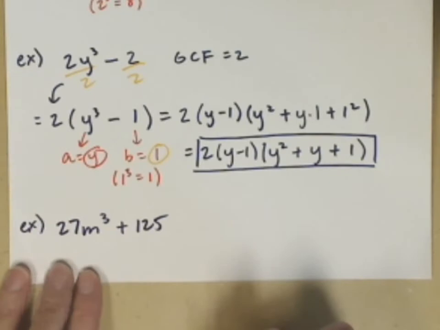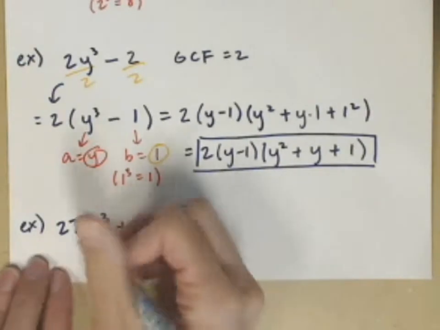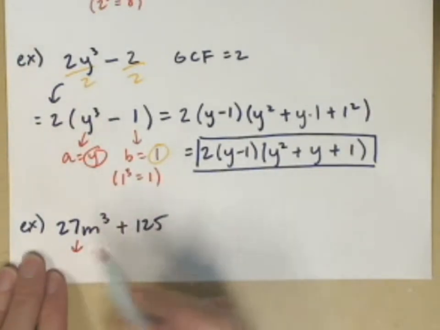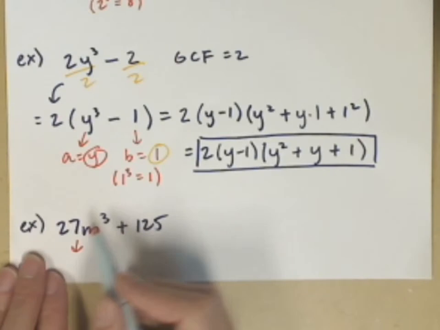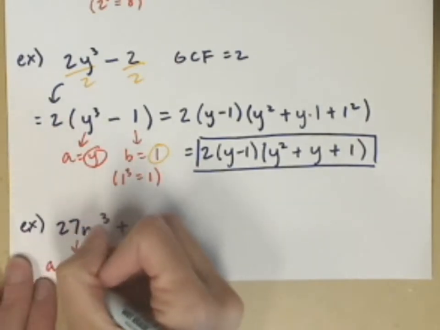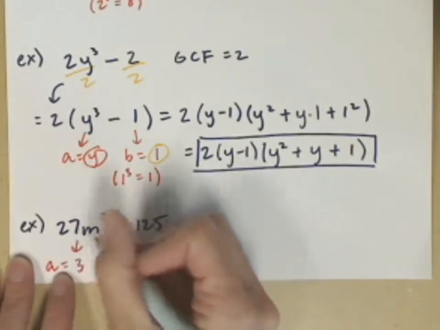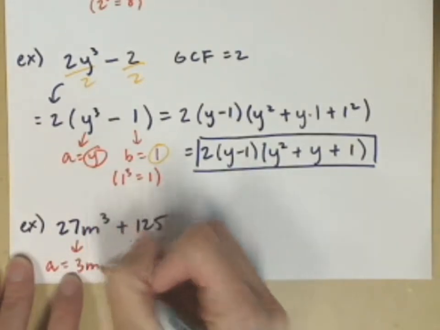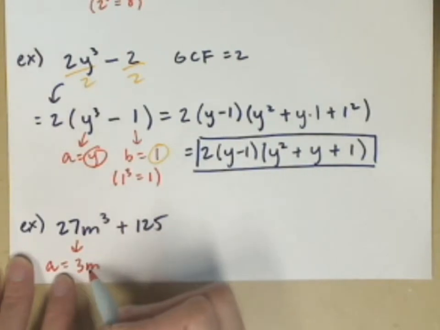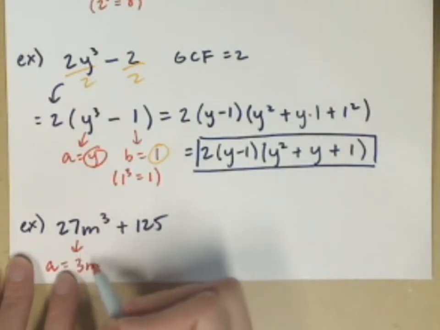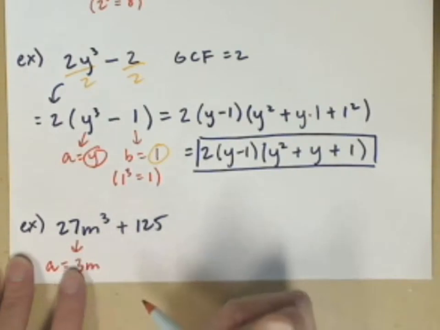As I'm working this one through, I want to use my sum of cubes formula, which is up above, but in order to do that, I need to decide what got cubed. With the 27 and the m cubed, I'm going to do the coefficient and the variable. So for this one, a is 3 times m, because 3 cubed is 27, and 3m quantity cubed is 27m cubed.